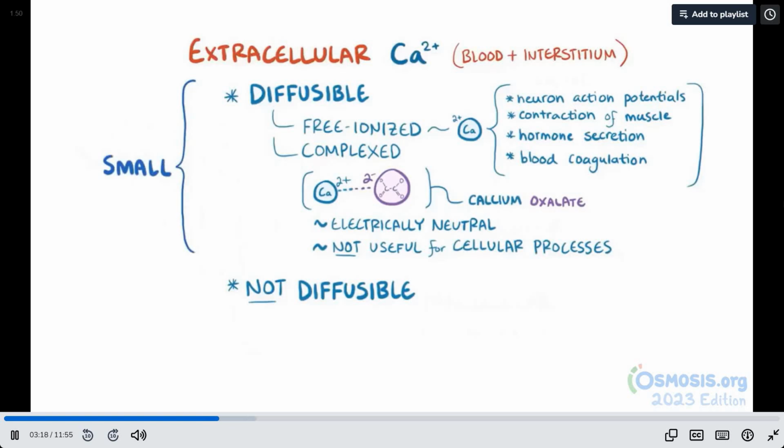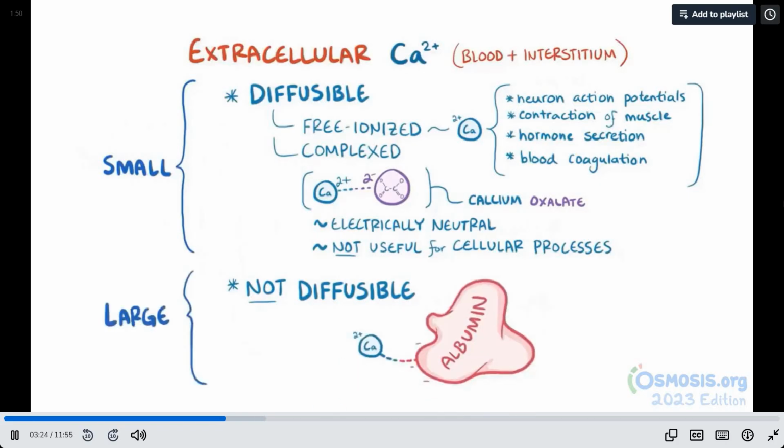Finally, though, there's non-diffusible calcium, which is bound to negatively charged proteins like albumin, and the resulting protein-calcium complex is too large and charged to cross membranes, leaving this calcium also uninvolved in cellular processes.